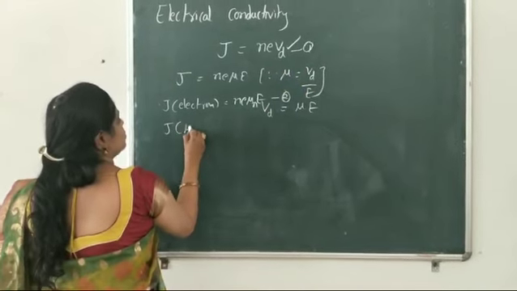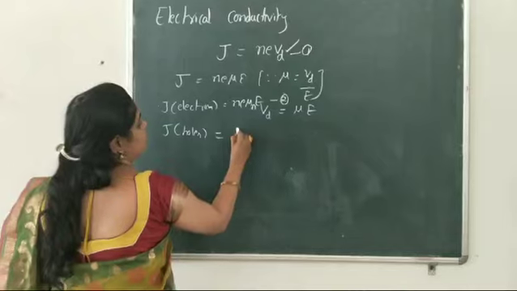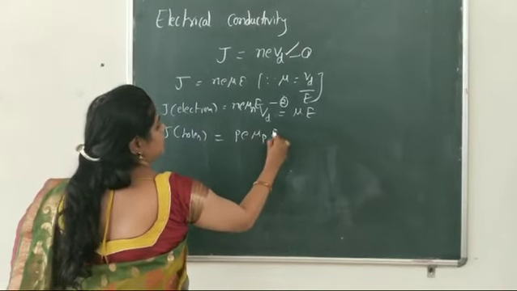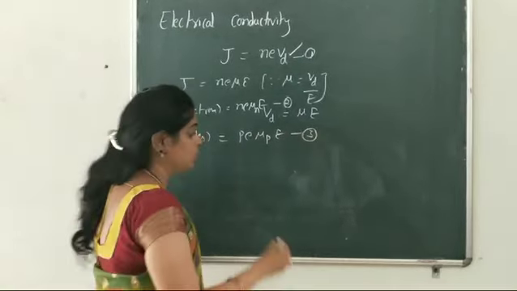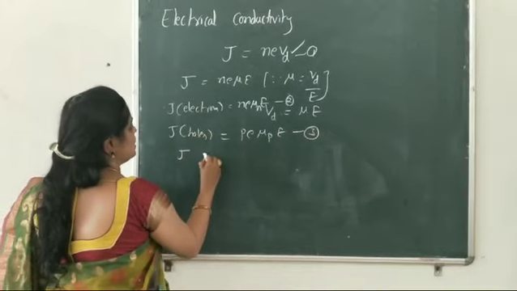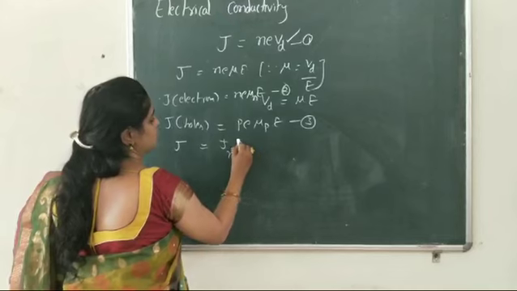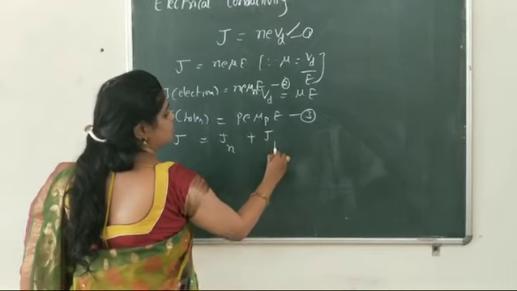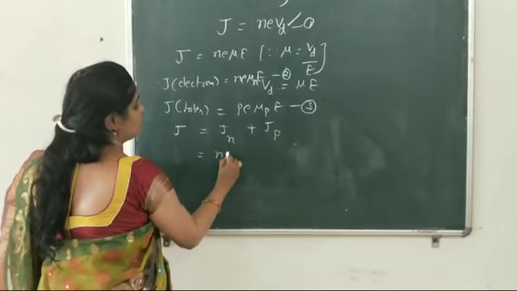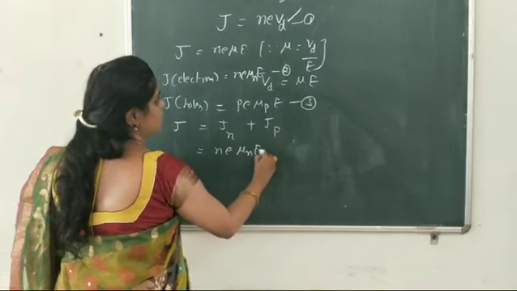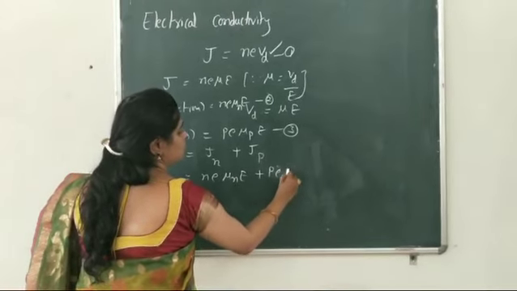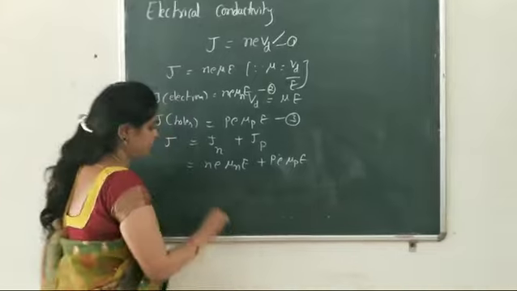So J of holes equals p e mu p into capital E. Therefore, the total current density J equals Jn, the current density due to electrons, plus Jp, the current density due to holes. That equals n e mu n into capital E plus p e mu p into capital E.